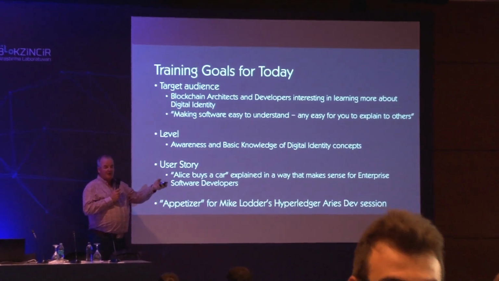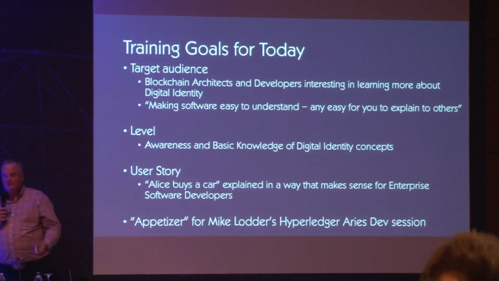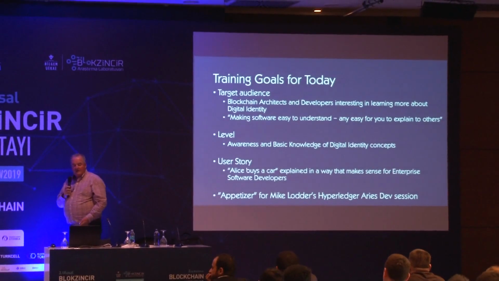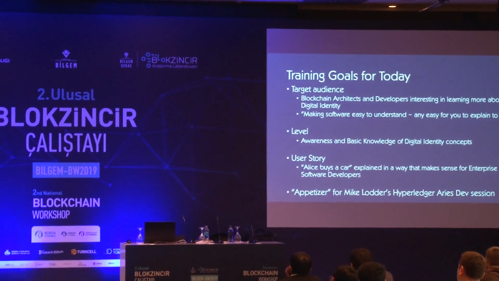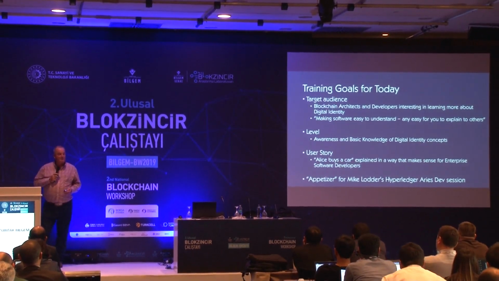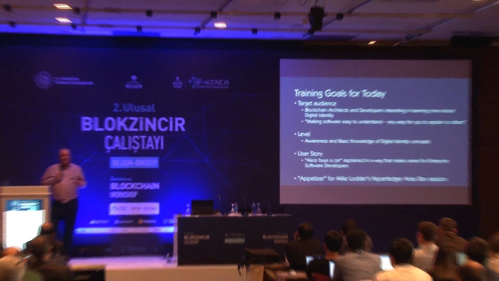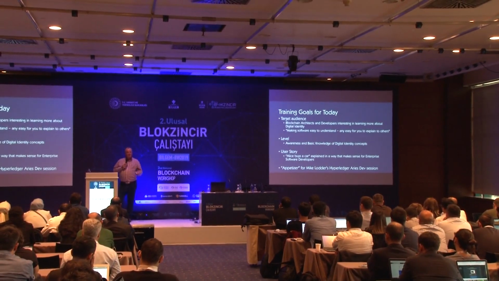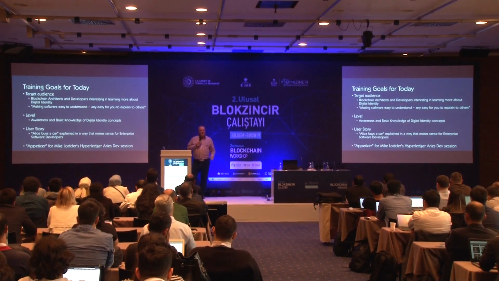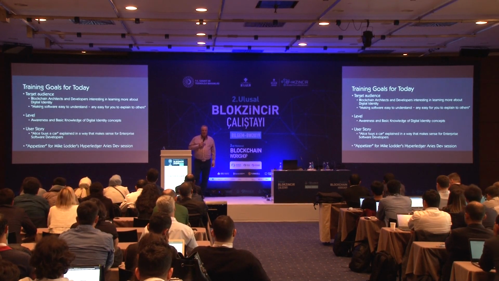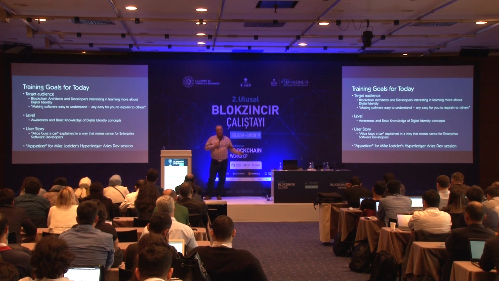I'm just going to get you off the ground so that you're cognizant, so you can have intelligent conversations about user identity. And as I said before, the user story that we're dealing with is the one about Alice buys a car. I'm going to try and explain that in a way that makes sense to enterprise software developers. By that, I mean we're going to start at the beginning with a user story and look at the use cases and build some business process diagrams and gradually work our way into how we make this a digital identity and digital credential based solution. So it should start at a place where you're familiar, and we'll take you all the way through.